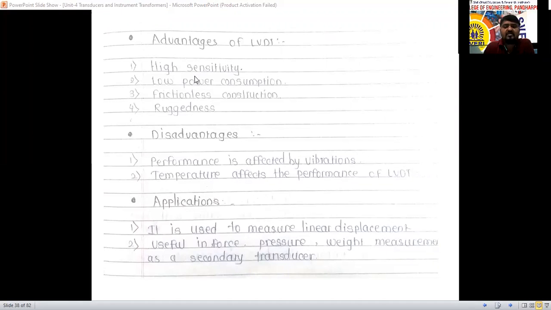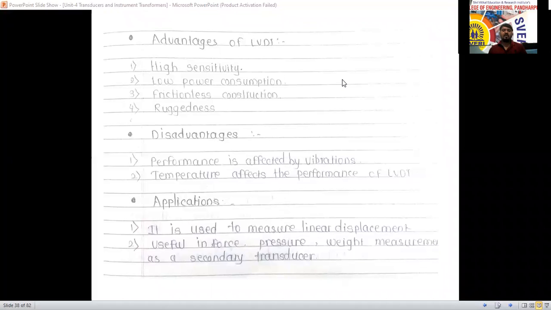There are also some disadvantages. Performance is affected by vibrations. We continuously give the input voltage to the transformer, but the movement is there, for example a vehicle moving, where any displacement causes vibrations. Because of the vibrations, the performance is reduced.